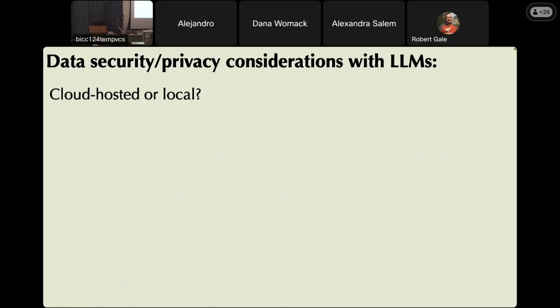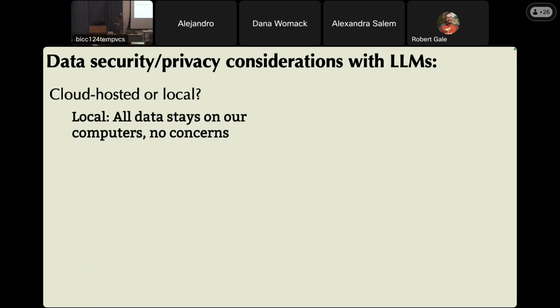So, data security and privacy considerations with LLMs. This is important for any LLM project. Your first choice is always, do you use an on-prem or locally hosted LLM, or do you use something in the cloud? With a local LLM, everything stays on our computers and never leaves. So that right there solves a lot of data privacy and security problems.